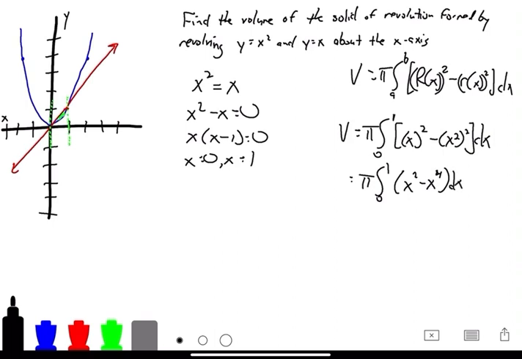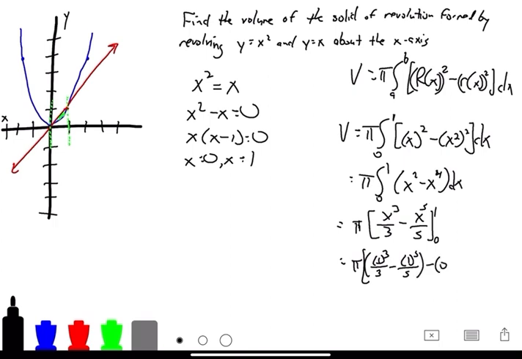Now for our step of calculus, the antiderivative of x squared gives us x cubed over 3 minus x to the fifth power over 5. Now here we have to evaluate this from 0 to 1. So we simply say 1 cubed over 3 minus 1 to the fifth over 5, and all of that minus 0.